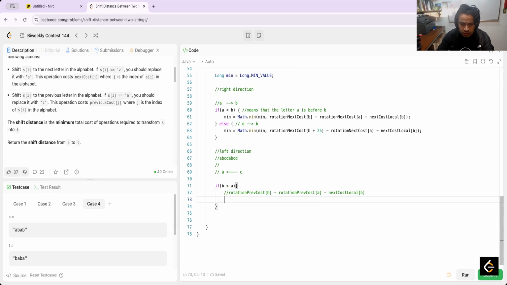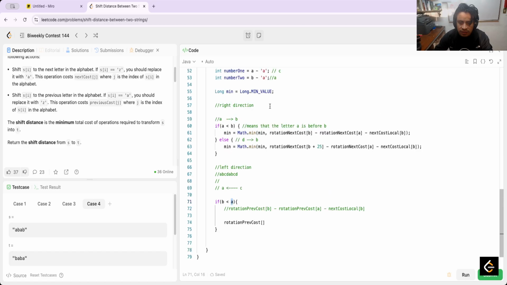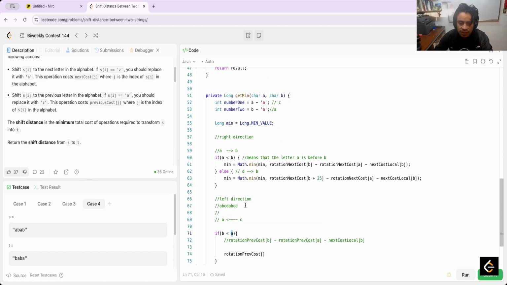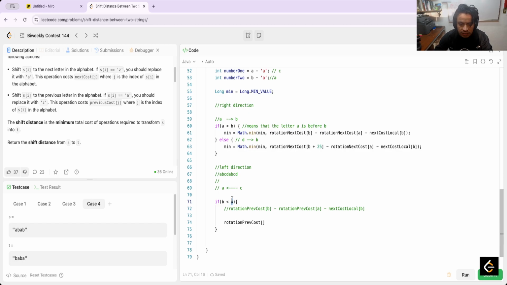Here is the rotation prep, but here is the letter A. I want to transform C to A. Okay, in this case C is the letter A because at the beginning in the function we have this order. This is the origin and this is the target.